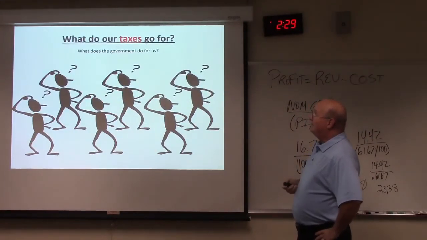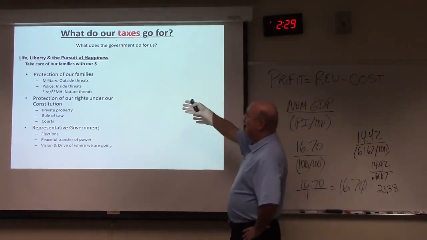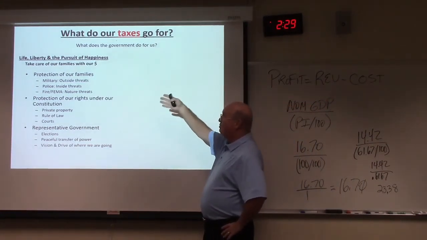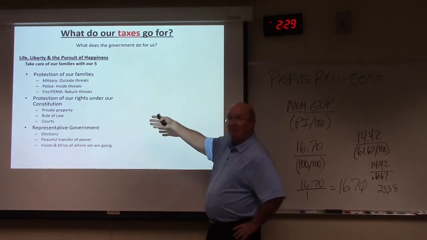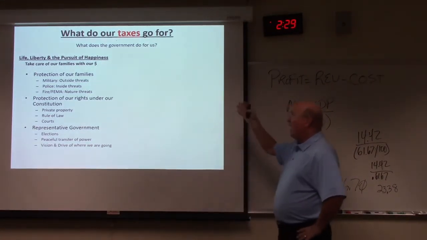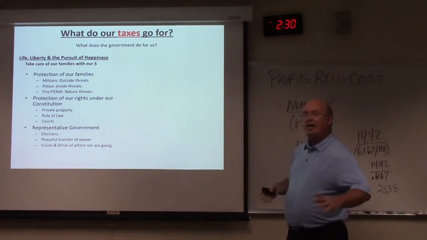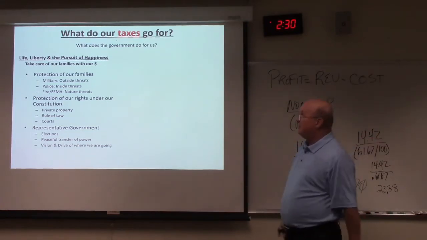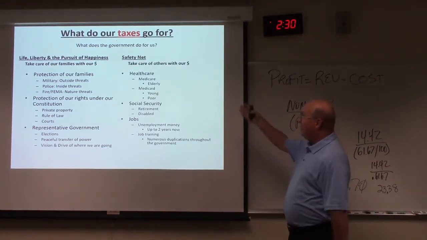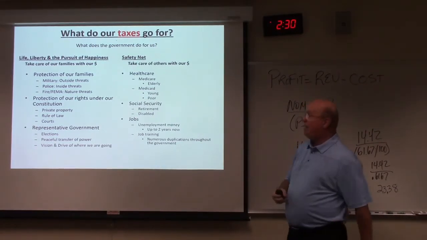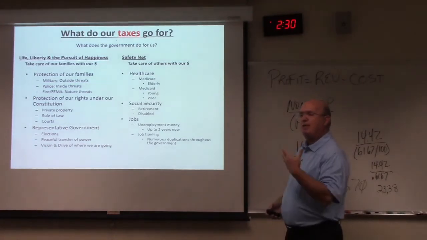What do our taxes go for? Well, first off, life, liberty, and the pursuit of happiness. Protection, right? Military, police, fire, FEMA. Protection of rights under the Constitution, private property, rule of law courts, and the representative government. Elections, peaceful transfer of power, and the vision and drive of where the country is going. That's part of it. And then, of course, there's the safety net. Healthcare, Social Security, jobs, that's always some good things we want to take care of. This is what a lot of our tax money goes to.